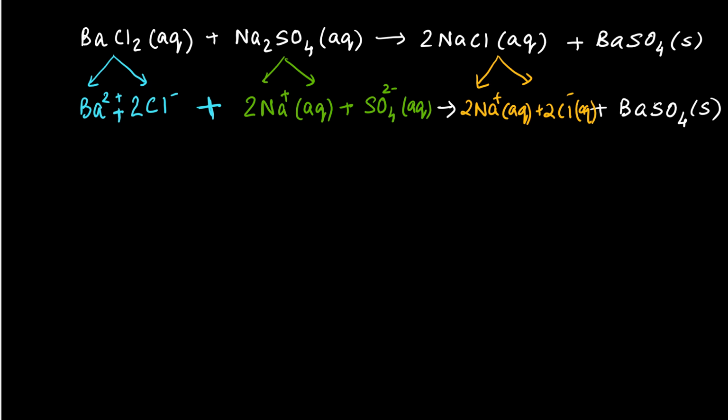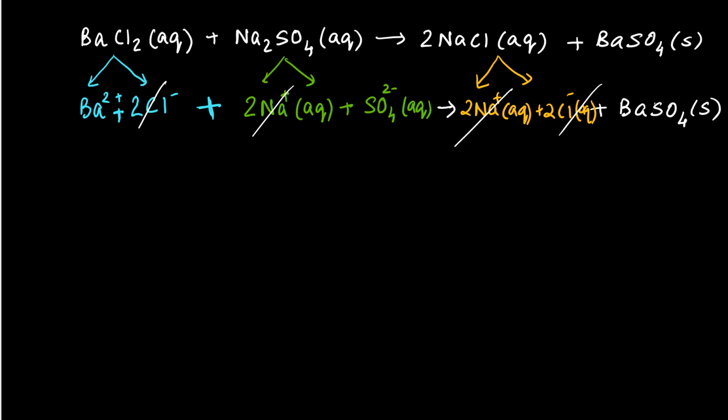Well, the next thing is to cancel out all the spectator ions. What do you mean by the spectator ions? I mean there are some ions which are common to both the left and the right hand side. So I'm going to strike them out and see which ions are actually present on the left and the right side of the equation. I can see 2Cl- and 2Cl- are both present on the left and the right hand side. Also there is 2 Na+ and 2 Na+ present on both the sides.